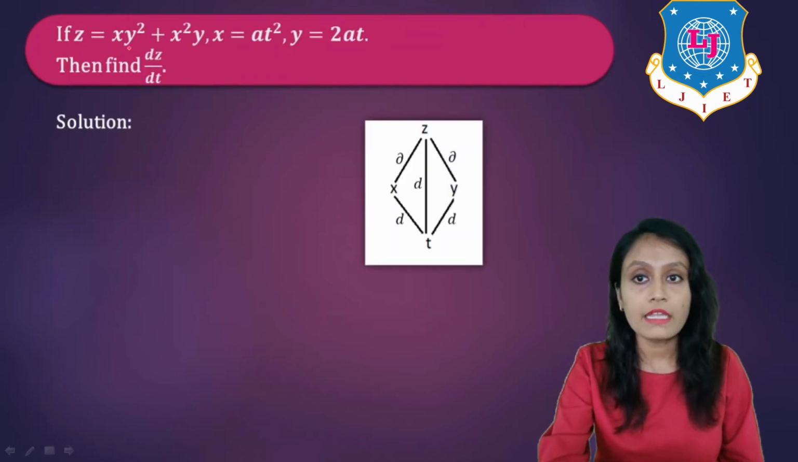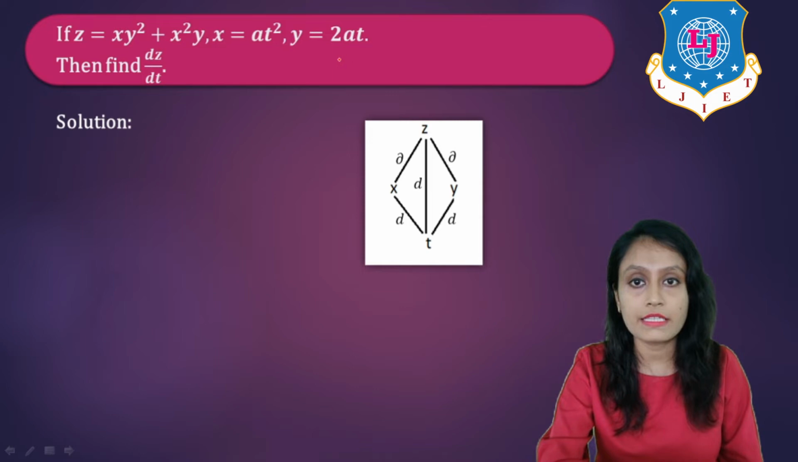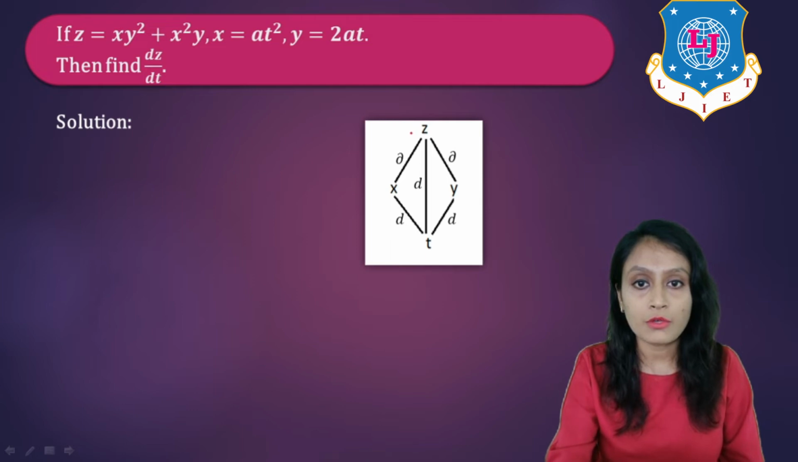If z is equal to xy square plus x square y, and x is equal to at square, y is equal to 2at, then find dz by dt. So firstly we will draw the tree diagram. Here z is a function of x and y, so we will write z is a function of x and y. Then x and y are functions of t. Now here we have more than one variable, so we will write del, and here we have only one variable, so we will write d.